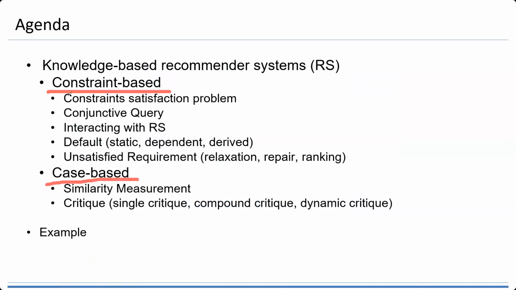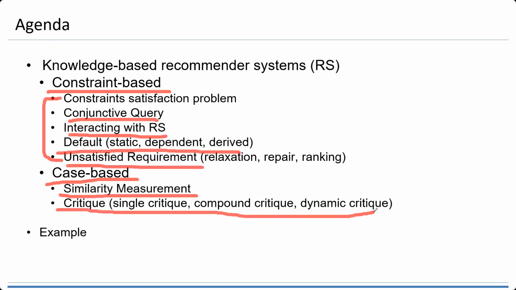In the constraint-based, we will have several kinds of methods like constraint satisfaction problem, conjunctive query, interacting with RS, or recommender system. And then we will understand about defaults and some methods for unsatisfied requirements. In the case-based, we will use the similarity measure and we will adapt with the critic. So there will be some examples in the later part.